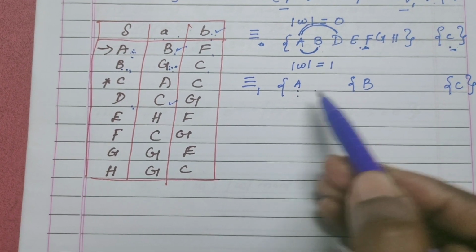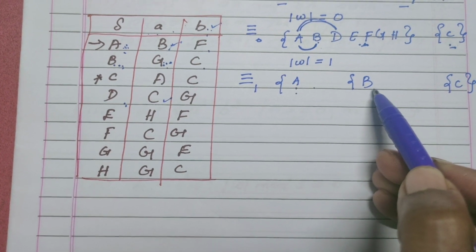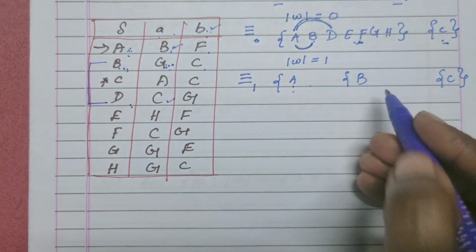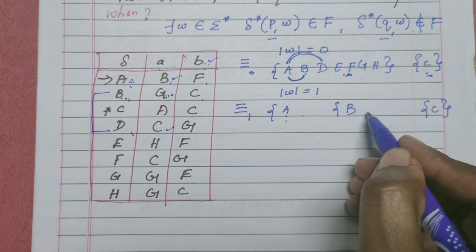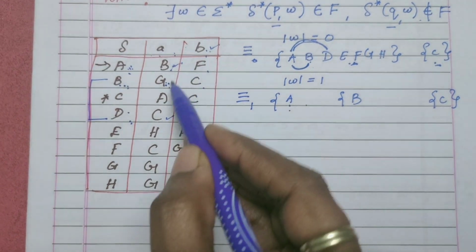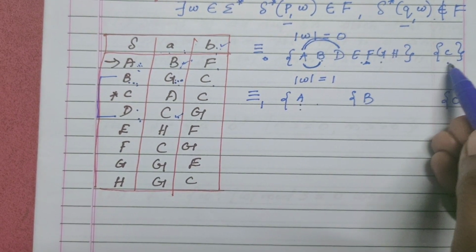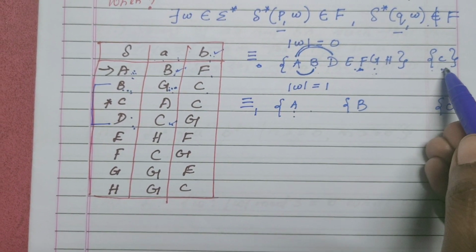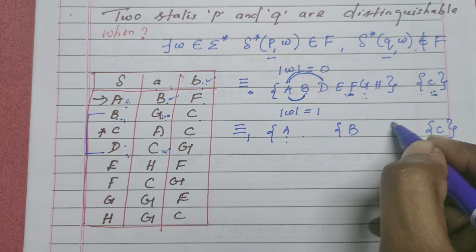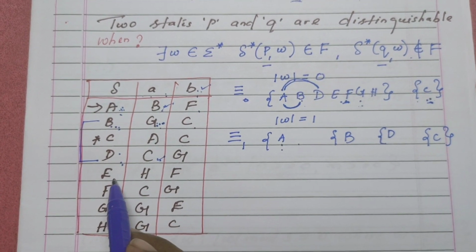So what can we do? Now I will check whether D can be merged with the set B. So I'm going to compare B and D now. B and D on reading A, it goes to G and C. Since G and C are in different sets, D does not go with B. So let me write D separately here. Okay, now let me consider E.